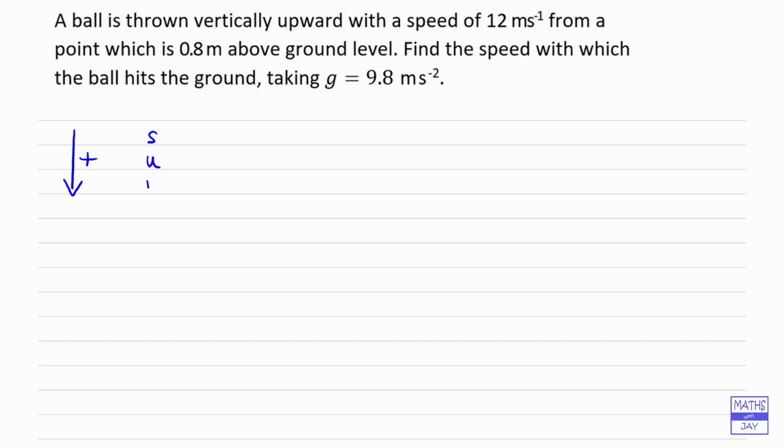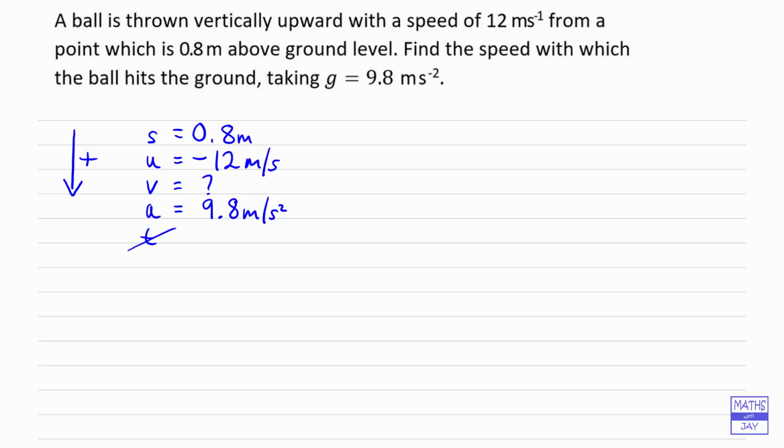So let's write down our variables. So the ball is going to be 0.8 meters below its starting position when it finally hits the ground. And because we've taken downwards as positive, the initial velocity is going to be negative. So that's minus 12 meters per second. The final velocity is what we're asked to find, and because we've taken down as positive, the acceleration due to gravity is 9.8 meters per second squared. That's positive, and we're not interested in the time.